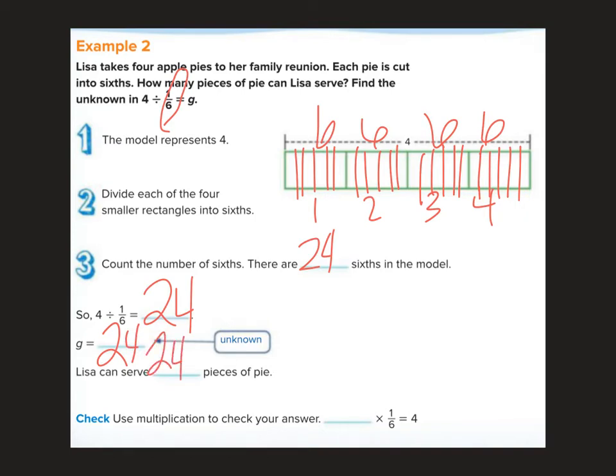So if I'm going to go backwards, I'm going to take 24 times 1/6 and see if I get 4, which I do.